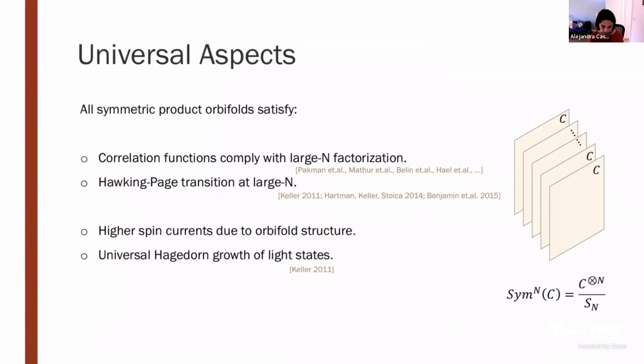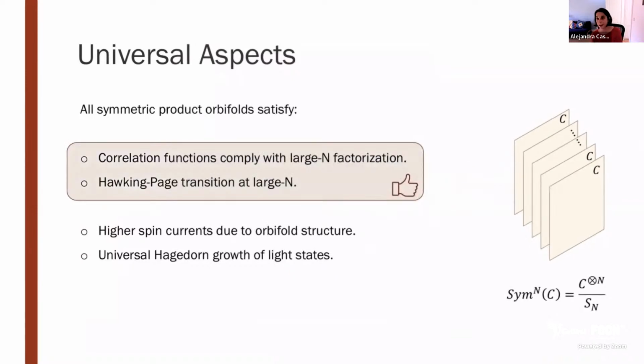Now, out of these 4 properties, let's first focus on the first 2 of them. The first 2 properties are ones that at least I particularly like. They're very nice. The fact that correlation functions comply with a large N factorization is a very nice property that tells us that, yes, this is a good place to study AdS/CFT.